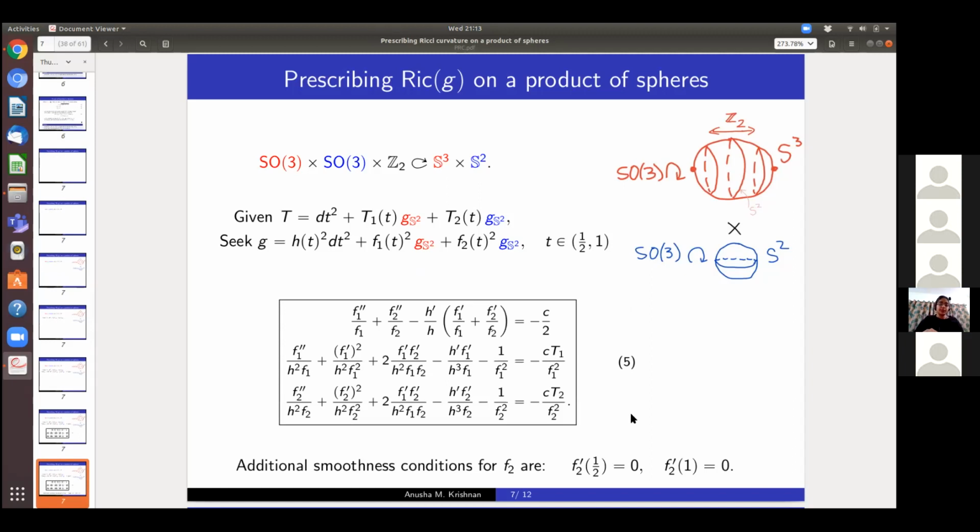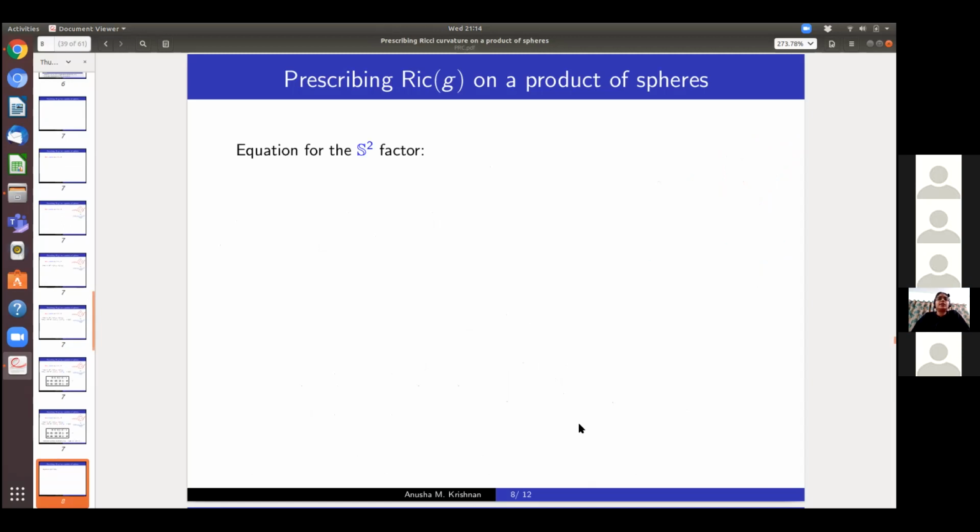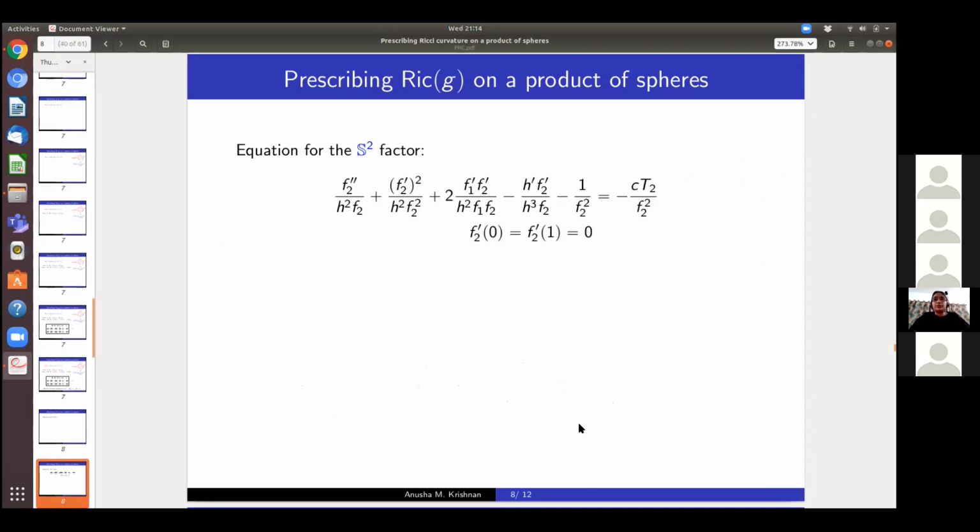So all the smoothness conditions, or the boundary conditions, that we had for H and F1 follow through. We just have these additional boundary conditions for F2, F2 being the radius of the second blue sphere factor. So on the face of it, this is just like adding one more function to the same kind of equation. What's really different? Well, if you look at the equation for the S2 factor specifically, let's just focus on that for a minute. It's the following second order ODE with Neumann boundary conditions.